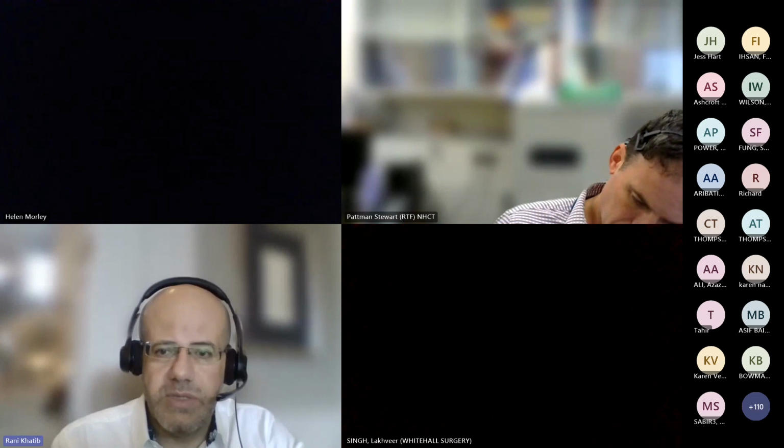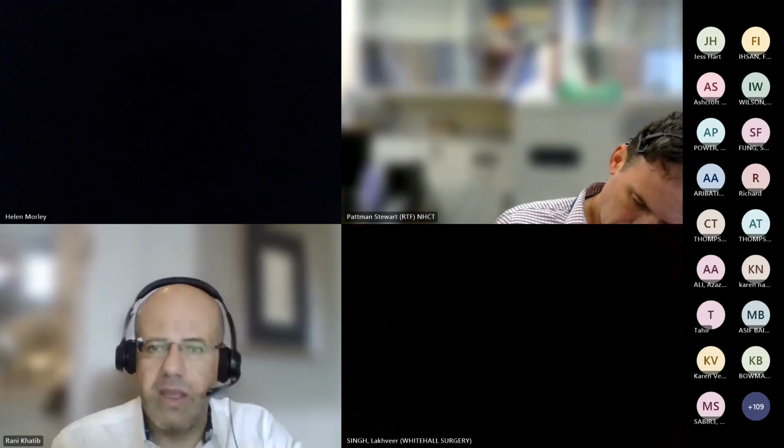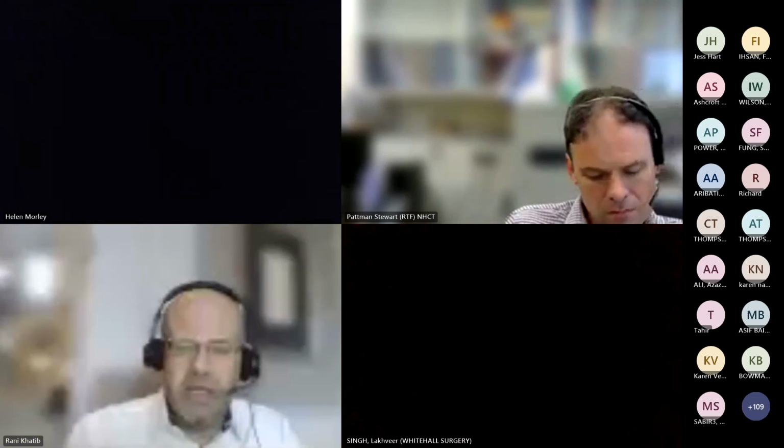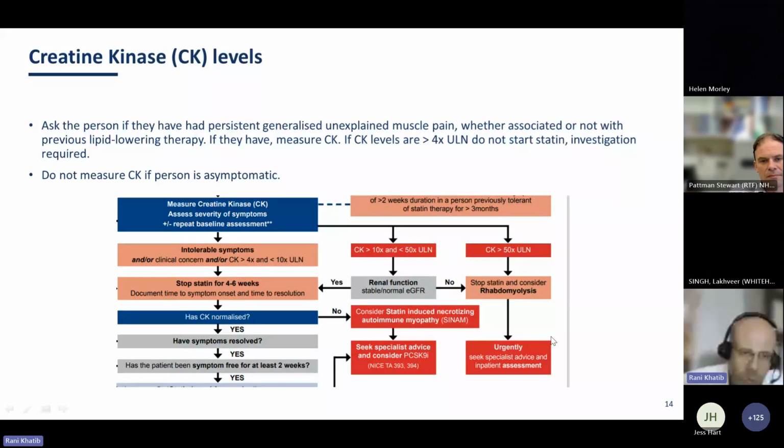The other thing that we tend to be asked about is CK levels. Generally speaking, we do not measure creatine kinase if a person is asymptomatic. We tend to measure it if the patient has persistent generalized unexplained muscle pain, or we're suspecting some statin toxicity, then we measure it. It's very important, though, that when you measure it, you don't jump quickly to think that any elevation of CK indicates there's a problem, because CK levels can be elevated for many reasons.